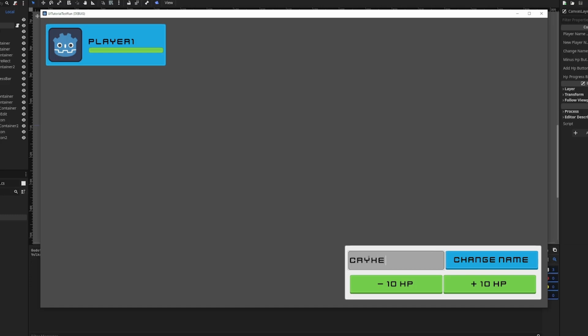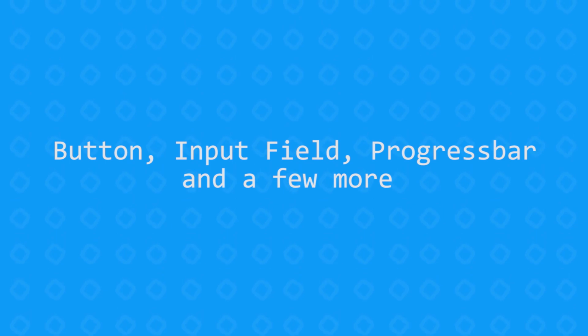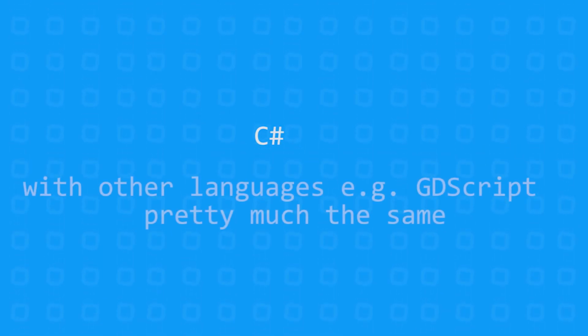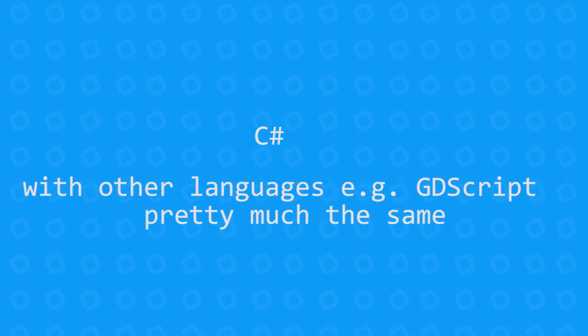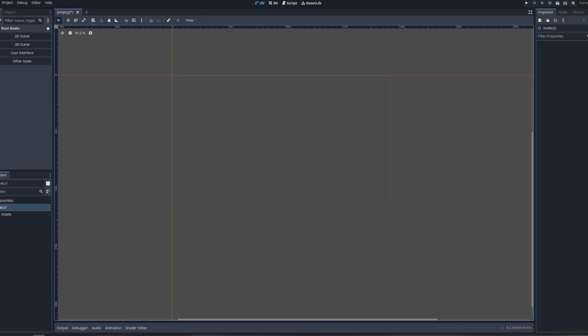In this video I want to give you a short introduction to the UI system of Godot and show you with a simple example how to create your own UI and demonstrate a few of the most commonly used nodes. As programming language I will be using C#, but most of the video also applies to GDScript and all other supported languages. Let's start with a new empty project.